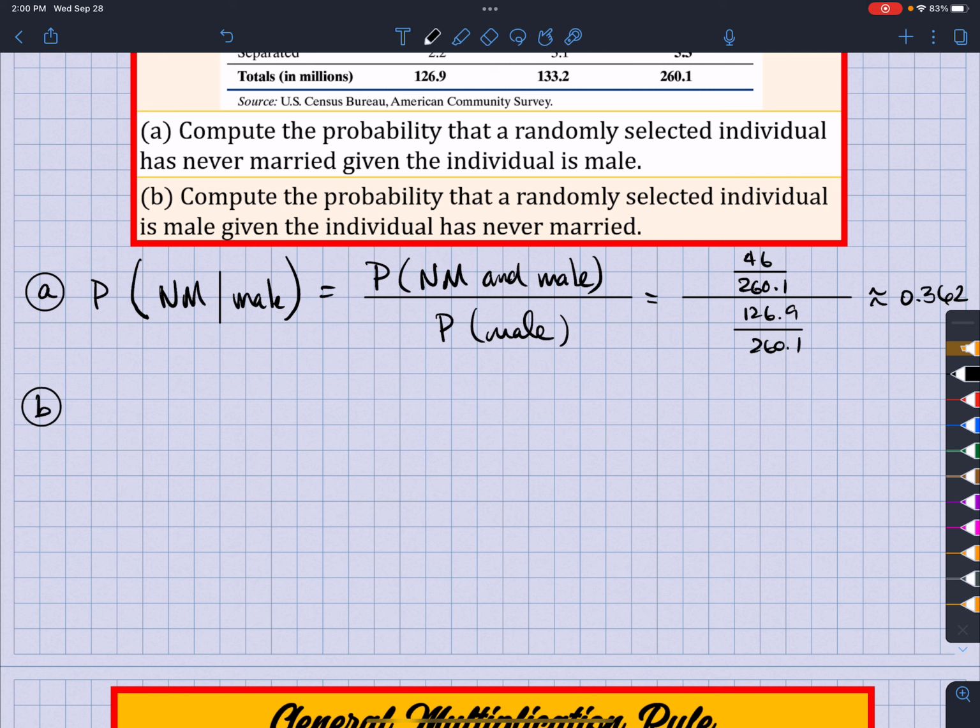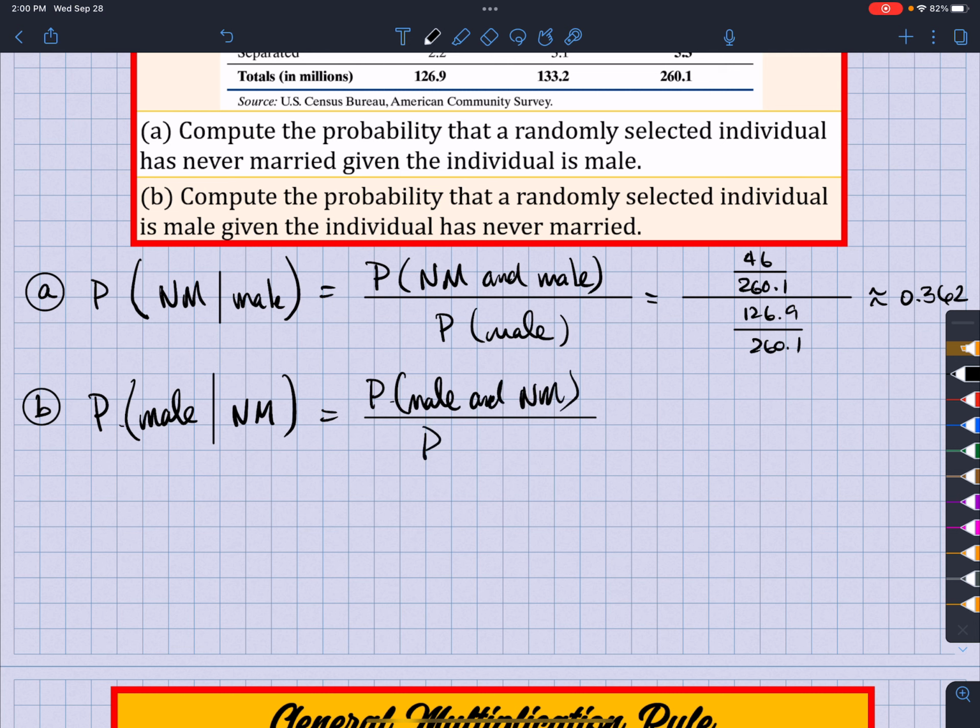All right, part B. What does B ask for? It says compute the probability that a randomly selected individual is male given the individual is never married. So they want exactly the opposite. The probability of male given never married. So I'm looking for the probability of male and never married divided by the probability of never married. Already notice that there are going to be some different numbers here, although the first part is exactly the same.